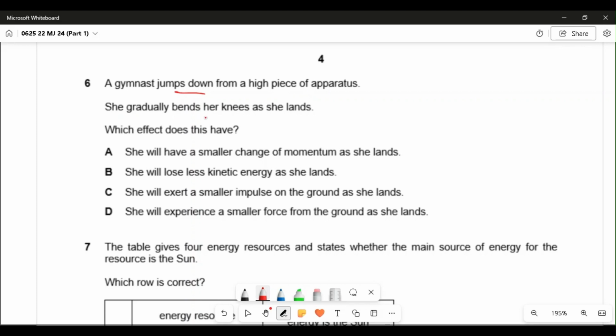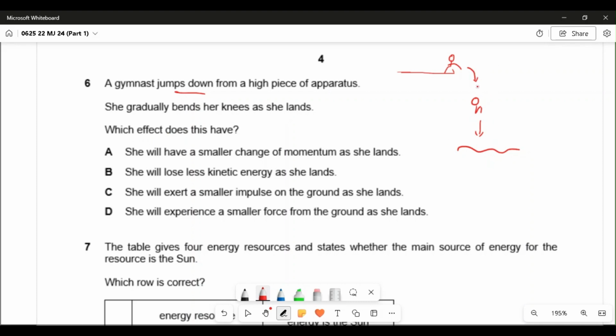She gradually bends her knee as she lands. So we know that if there is a high apparatus and a gymnast is trying to jump, what happens in the middle? The legs are bent. Why are they bending, or what's the reason behind it? We have to know. She gradually bends the knees as she lands. Which effect does this have?